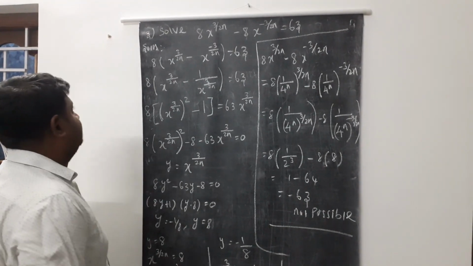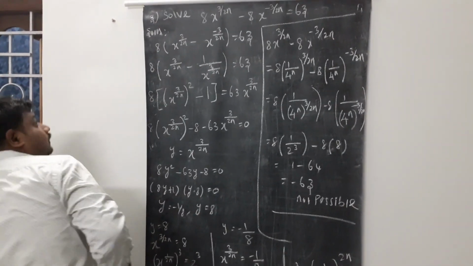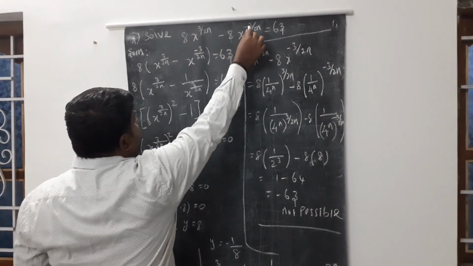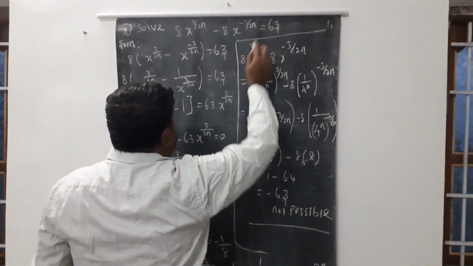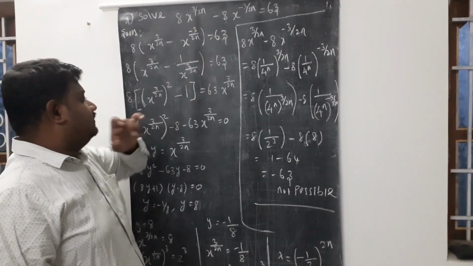Today we start the same exercise 3.5, third question. Solve 8x^(3/2n) minus 8x^(-3/2n) is equal to 63. To solve this equation, we find the x value.